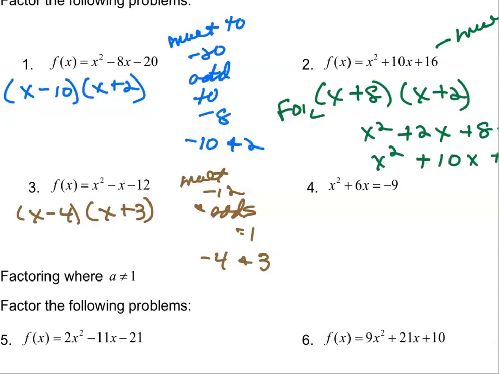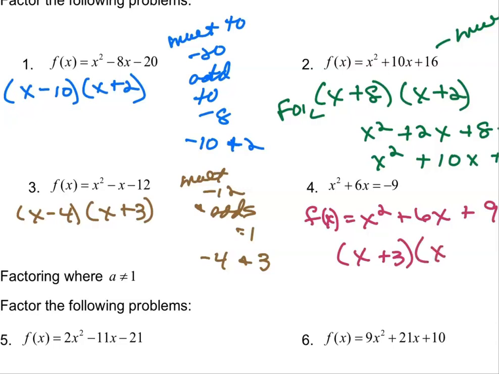Okay, next one. Do not let this style fool you. It's still a quadratic. So your first step is to write it like that. So now this is your f of x. I want to factor this. What multiplies to 9 and adds to 6, and that's going to be 3 and 3. So this one's going to be x plus 3 and x plus 3 again, and we're done.